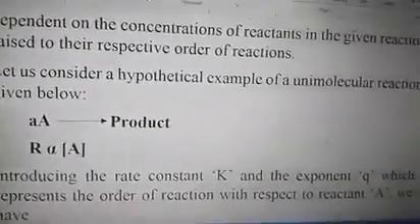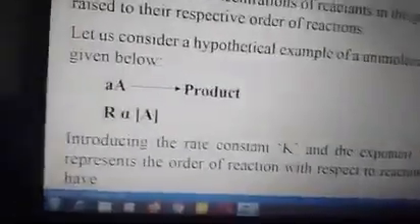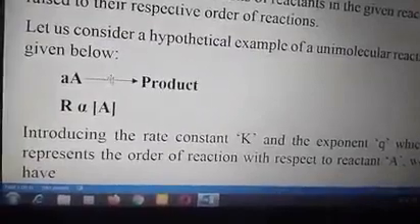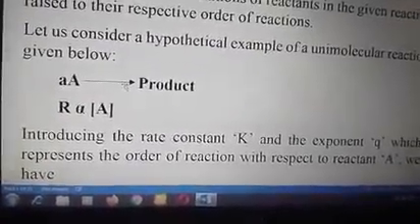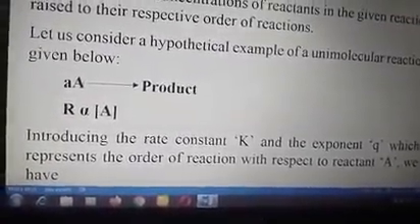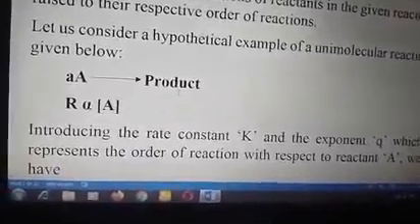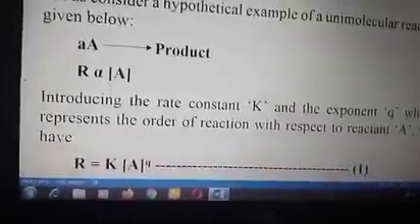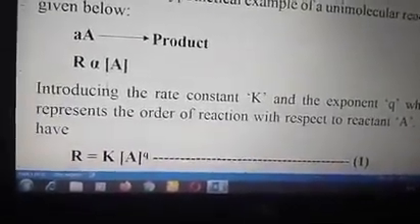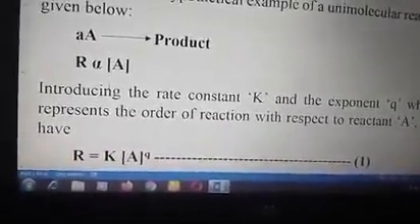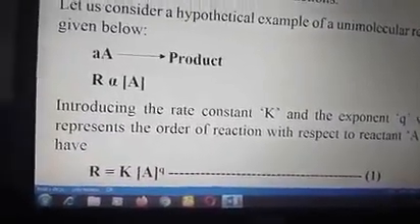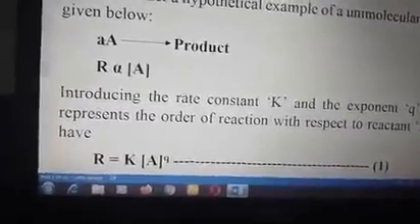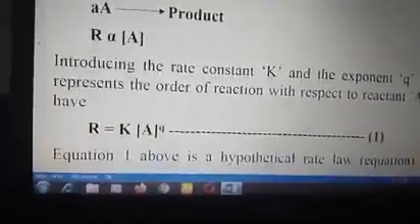We have an example of a unimolecular reaction. We have the reactant, capital A, going to product. It's going to be a unimolecular reaction if small a is 1. So rate becomes proportional, it varies with the concentration of A. It's assumed that the mole of A, small a, is 1 for it to be unimolecular. If it's bimolecular, then small a is going to be 2.